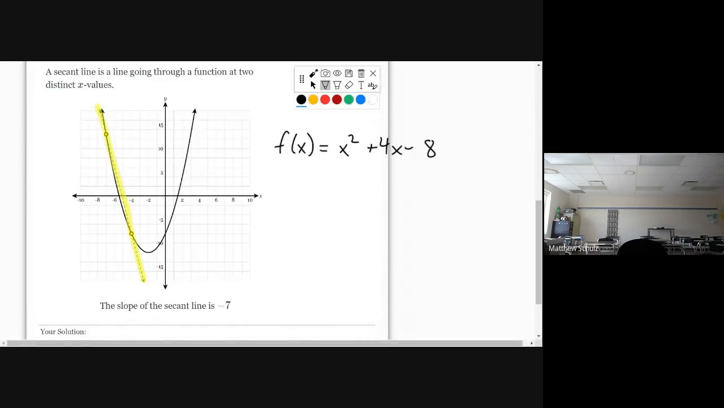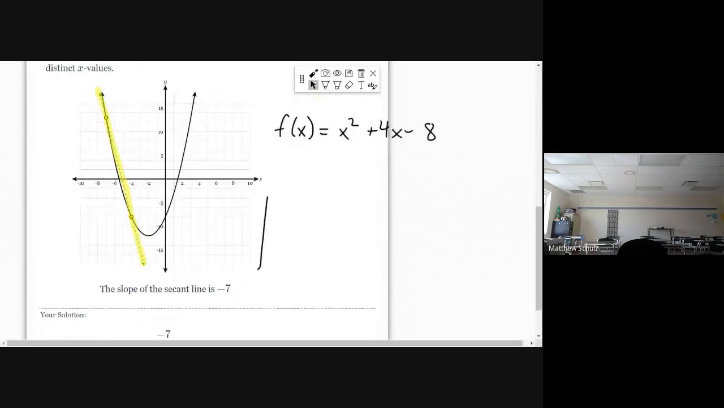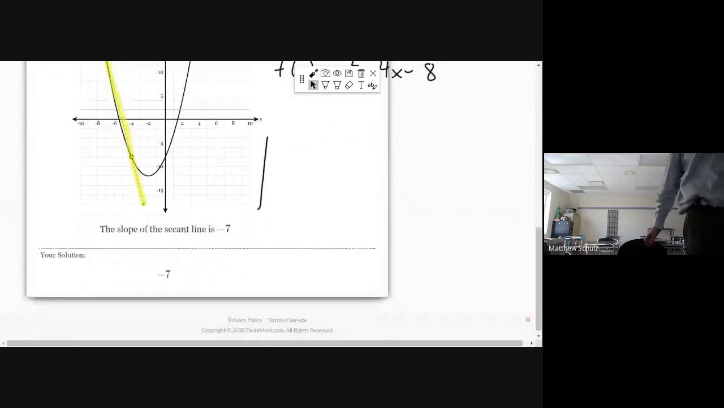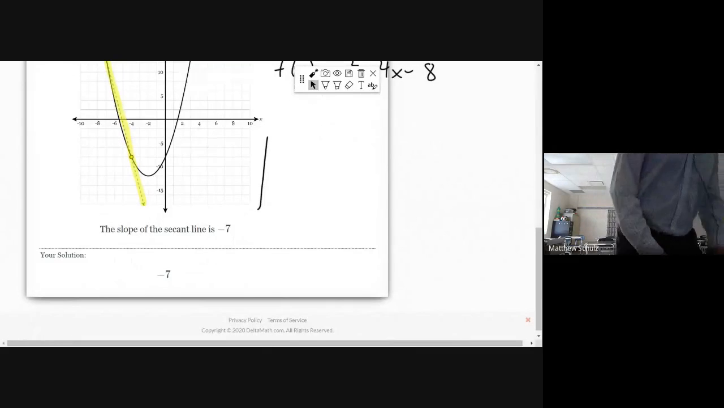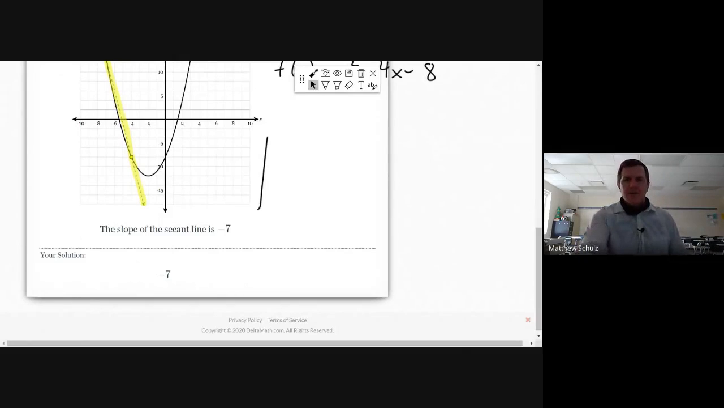Okay? So once again, it goes through all that. I just wanted to make sure you were aware of the fact that DeltaMath does give us a little bit of a visualization with that. Okay.